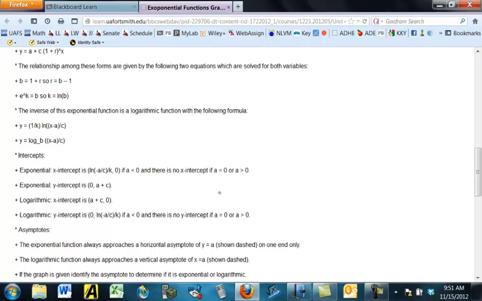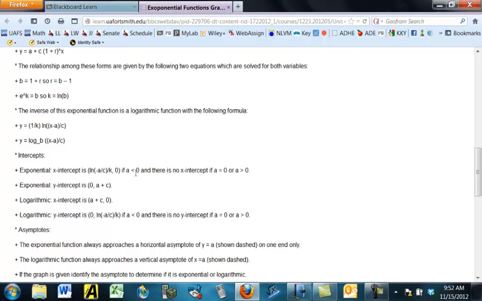So if the a is a negative number, well, this is not exactly right. It says the x-intercept is the natural log of negative a over c, divided by k, comma 0. This is true if the minus a over c is positive. So the minus a over c has to be positive.